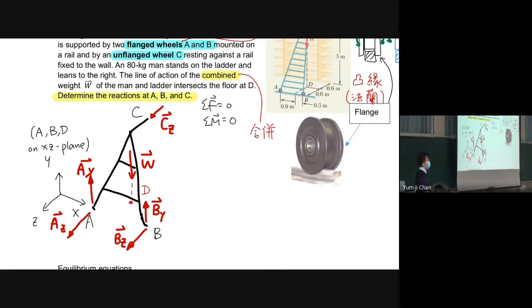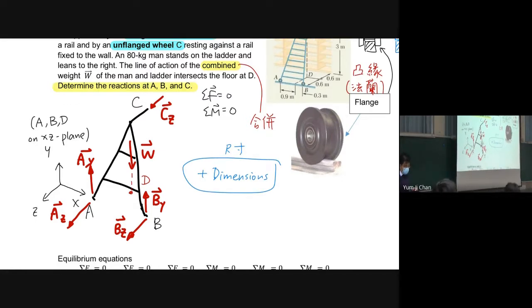Now, because I've drawn these, I think these are the forces we have, and then we add the dimensions because it is quite a lot of things here. So you can add them by yourself, okay?